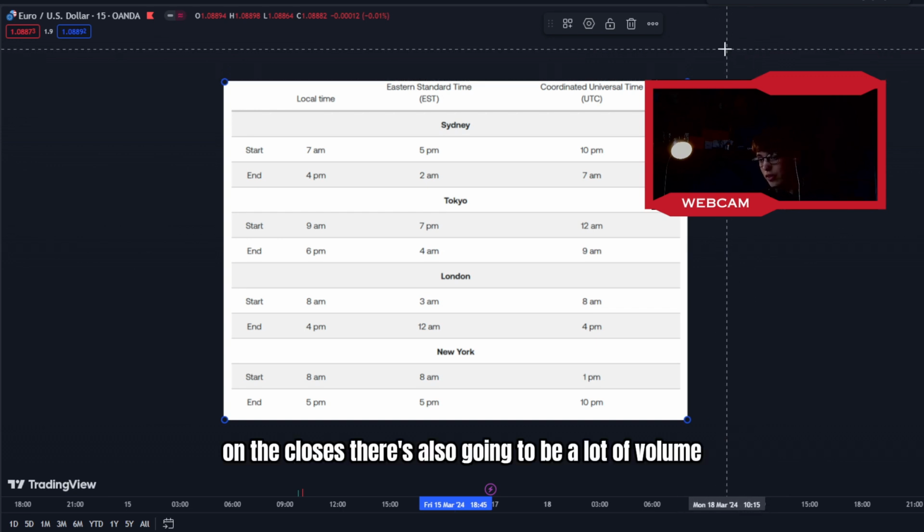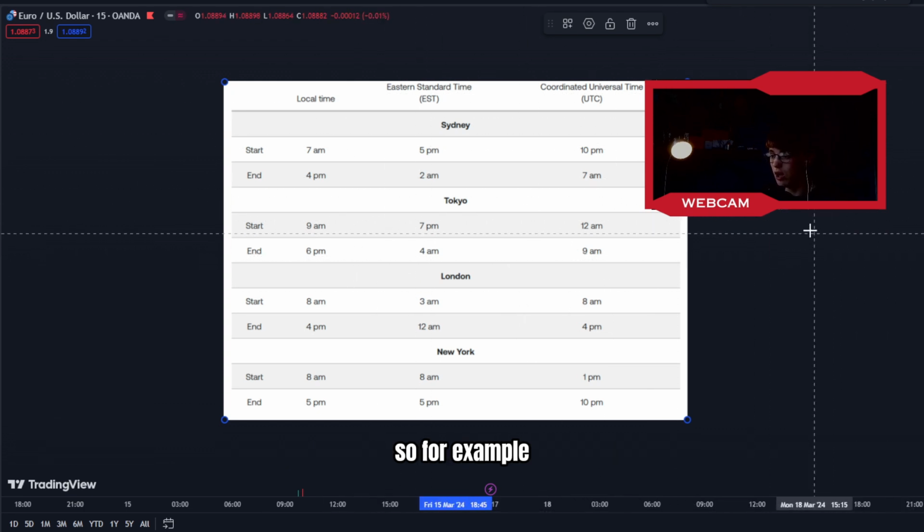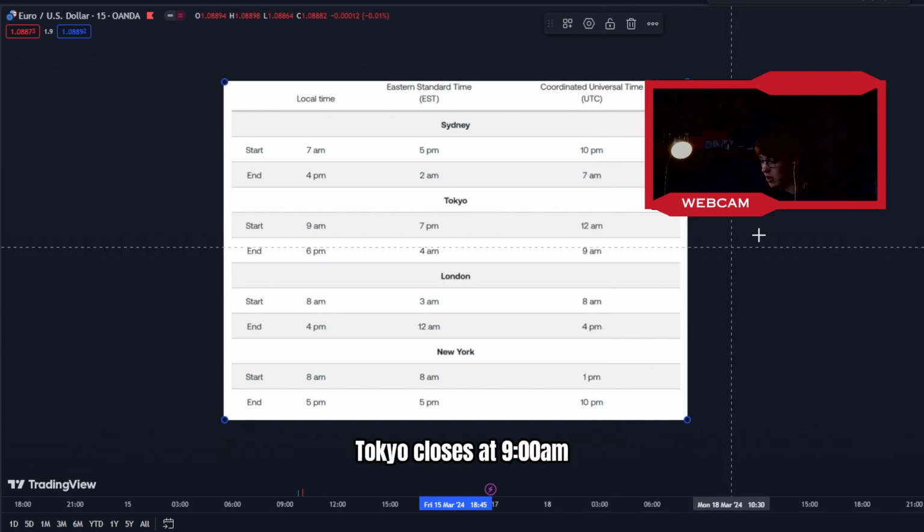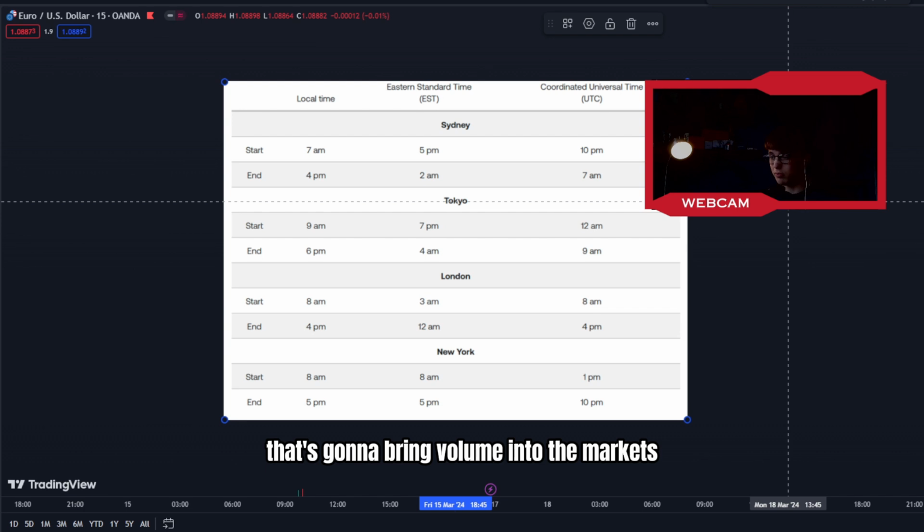Additionally, on the closes, there's also going to be a lot of volume. So for example, when London closes for me at 4 PM, or Tokyo closes at 9 AM, that's going to bring volume into the markets because the banks are closing down their orders. Maybe if they don't want to hold them overnight, they sell their positions and shut down their orders. So trading around these times is going to give us a lot of potential for positions, and gives us volume, which is massively important to the game. So that's all you need to know for that one.